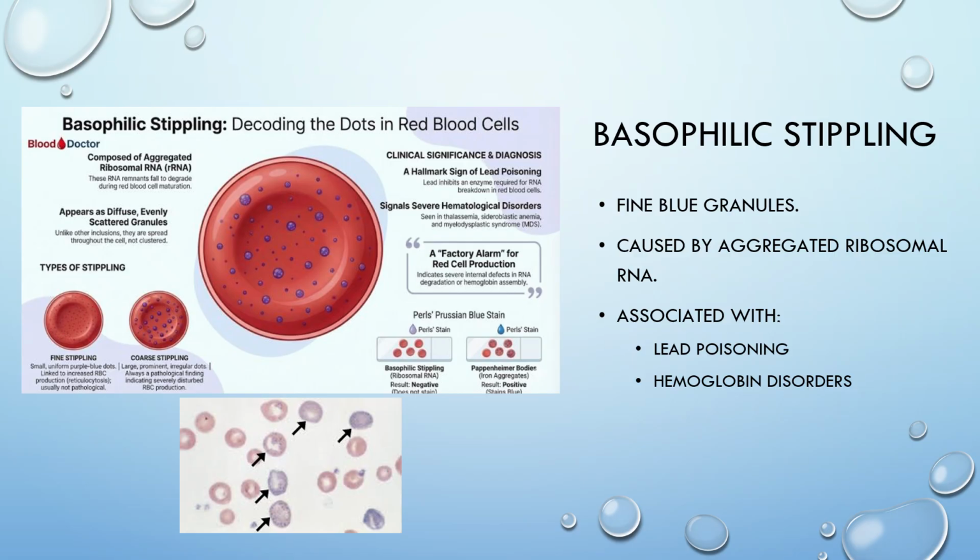Basophilic stippling may also appear in certain hemoglobin disorders and other disorders of erythropoiesis, where red blood cell production is disrupted. From a laboratory recognition standpoint, the key distinguishing feature is the diffuse pattern of many small granules rather than a single inclusion. So instead of seeing one isolated dot, you'll see numerous fine speckles scattered throughout the cell. Once you've seen it a few times under the microscope, basophilic stippling becomes another one of those morphologic patterns that your brain starts recognizing fairly quickly.